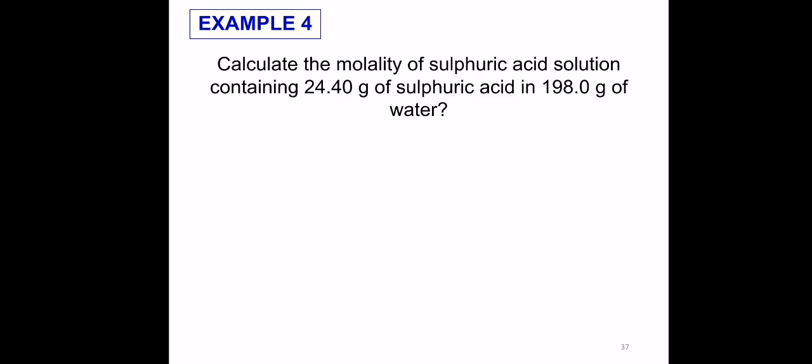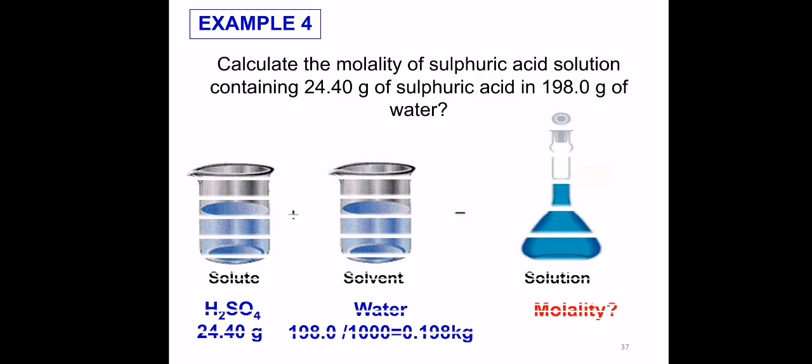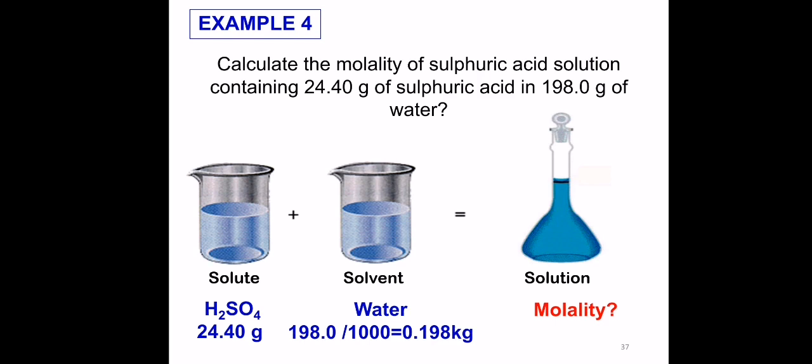Calculate the molality of sulfuric acid solution containing 24.40 gram of sulfuric acid in 198.0 gram of water. Alright, so the concept here, you must know which one is the solute, which one is the solvent, and which one is the solution. So 24.4 gram of sulfuric acid is the solute, right? And then 198 gram of water is the solvent.